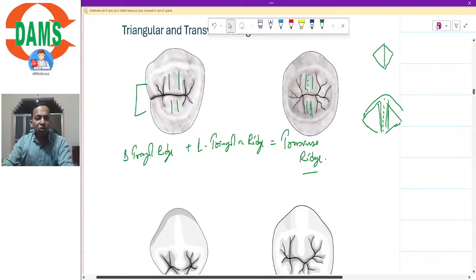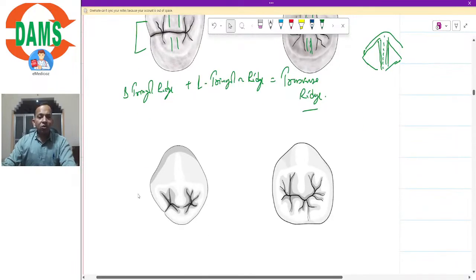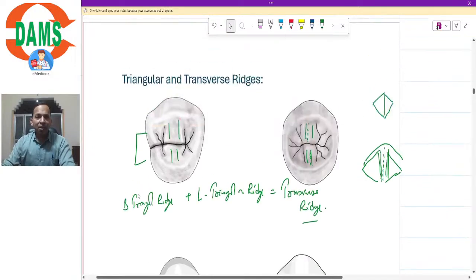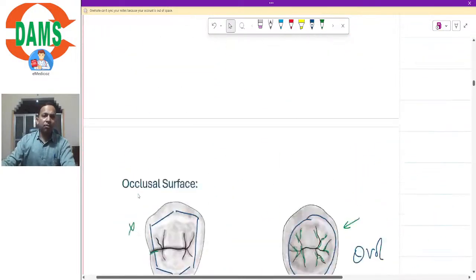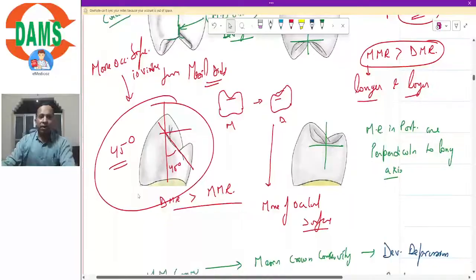Now sometimes they might ask you which tooth has the most prominent transverse ridge or the most prominent triangular ridge. Which of these teeth will have the least prominent or non-existent transverse or triangular ridge? That is one and the same thing, right? Usually they'll ask you about the most prominent transverse or triangular ridges. So let me show you a diagram that we have already studied before. Let's take a look at this diagram.